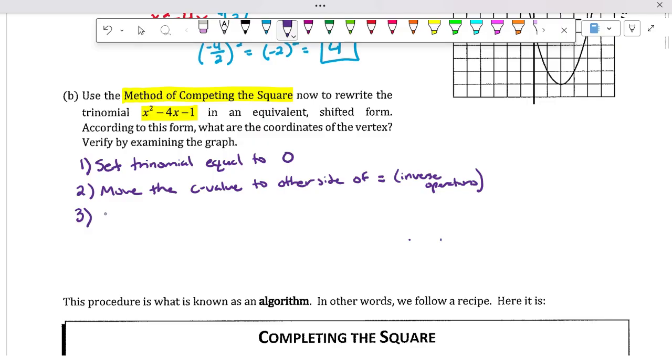Then add b over 2 squared to both sides. Factor the perfect square trinomial.